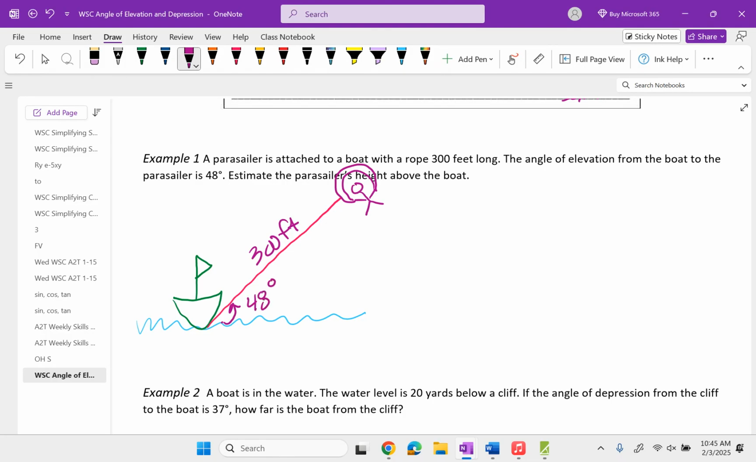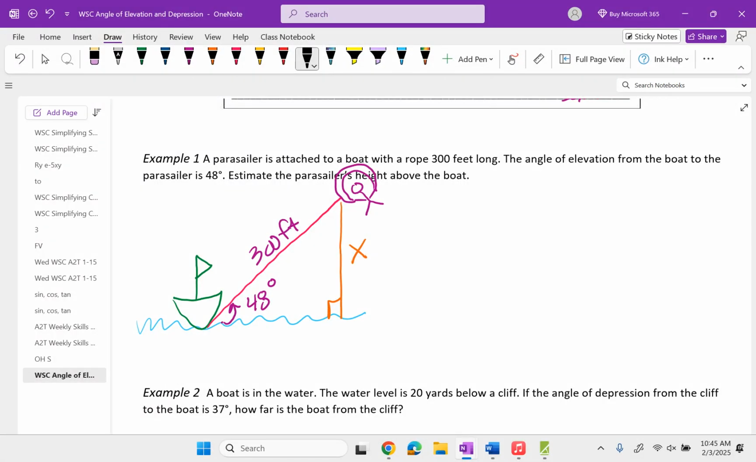Okay. And then I would create the rest of my right triangle. So the goal is to try to create the right triangle. Estimate the parasailer's height above the boat. It probably should say above the water. This is what we're really looking for right here. Okay. So I need to identify what parts of the triangle that I have.